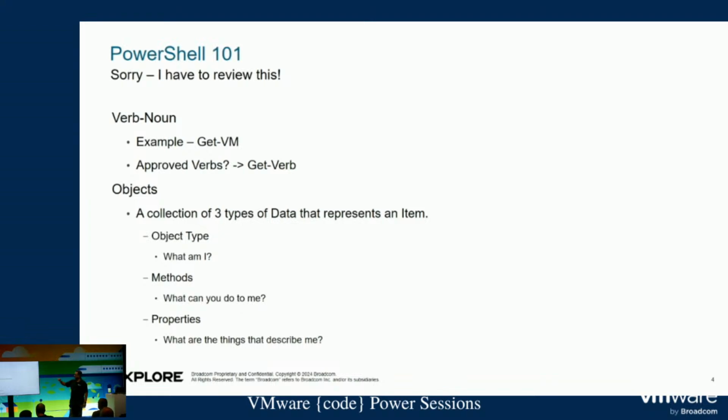Objects, they are a collection of 3 types of data that represent an item. When you're in the PowerShell console, and you are working with PowerShell, you are working with objects. With objects, we have an object type. What type of object is it? This is very important. You need to learn how to figure out what type of object you're working with, because there might be different methods and different properties available with different object types. In the 201 session, we talked about how a virtual machine implementation and a virtual machine object will have different methods available to you.